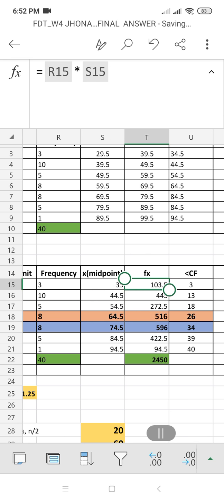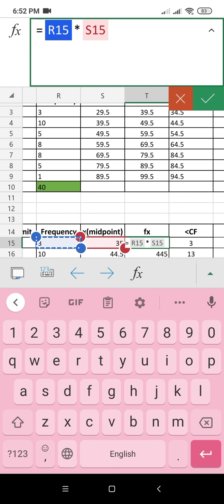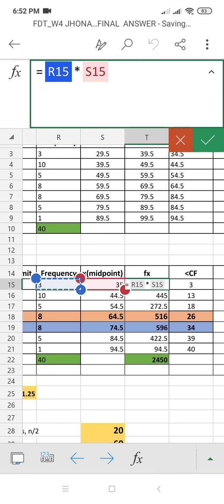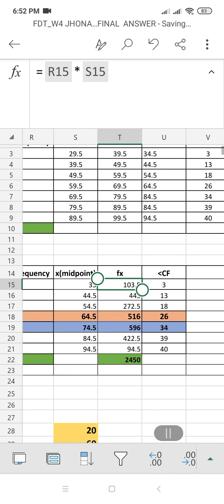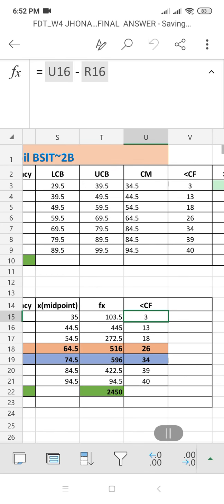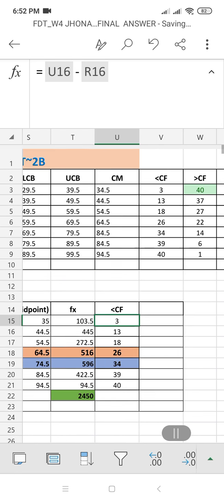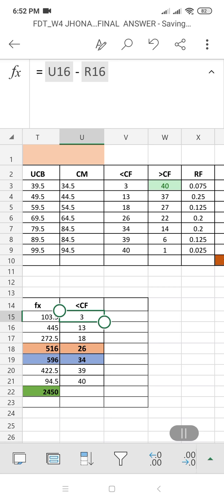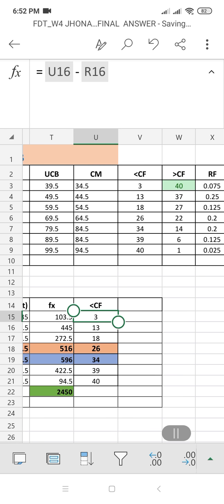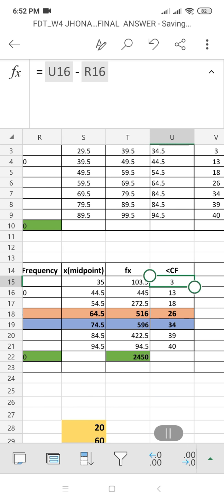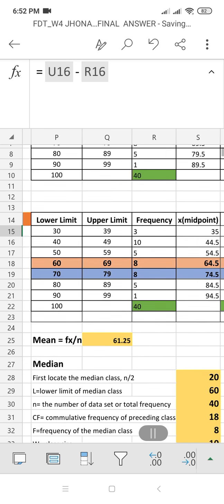Next is the fx. In fx, we are going to multiply the frequency and the midpoint. So in order to get the fx, you should multiply the frequency and the midpoint. So in greater CF, we are just going to copy that here, the table from the greater CF above in letter A. So we copy it here in letter B, where we get the mean, median, and mode.